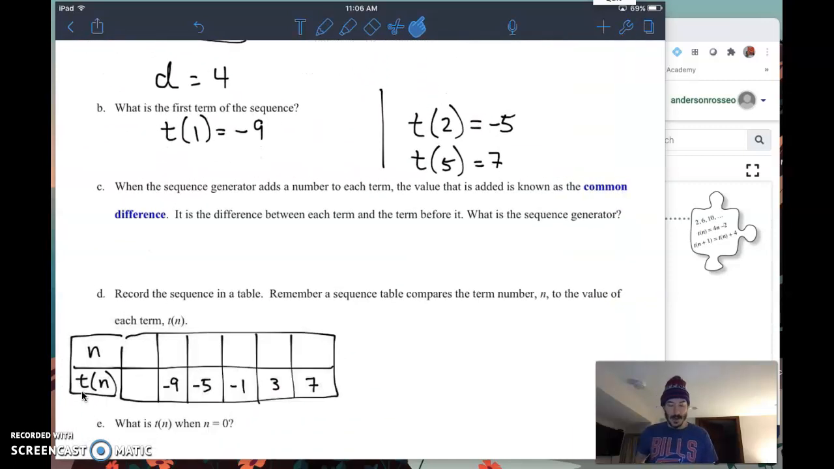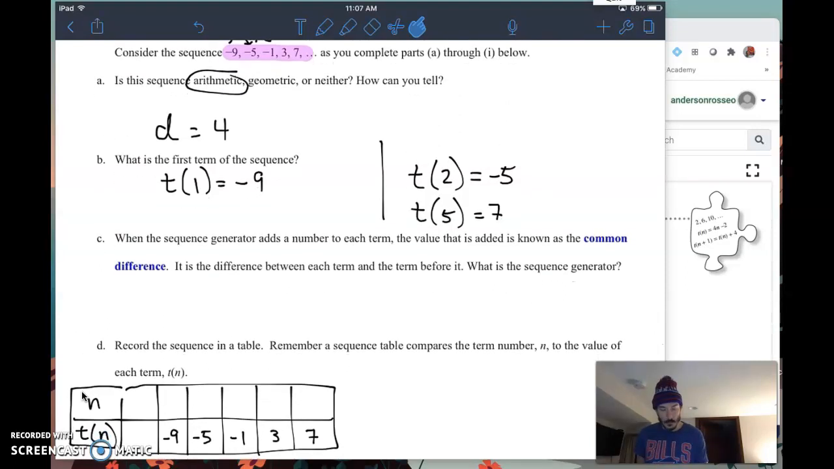When the sequence generator adds a number to each term, the value that's added is known as the common difference. We kind of talked about that in part A. What is the sequence generator, right? Ladies and gentlemen, it's the same thing as we see right here in part A. It is our common difference. We are adding 4 every time. That is what's helping us generate that sequence.